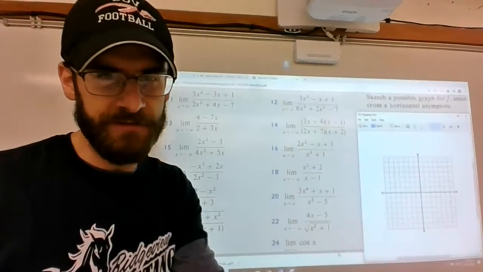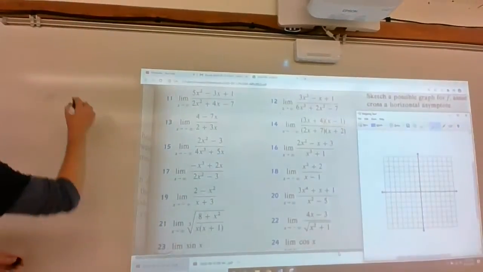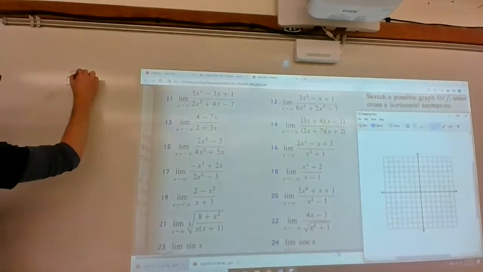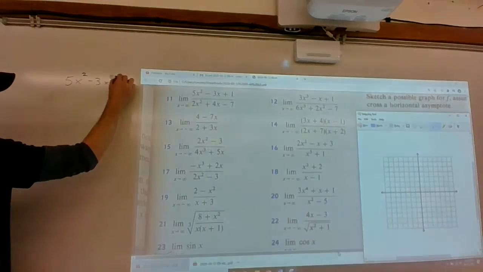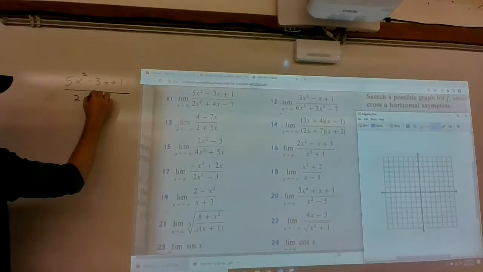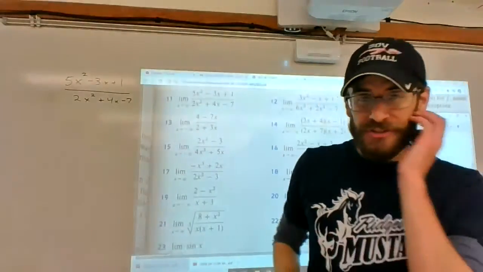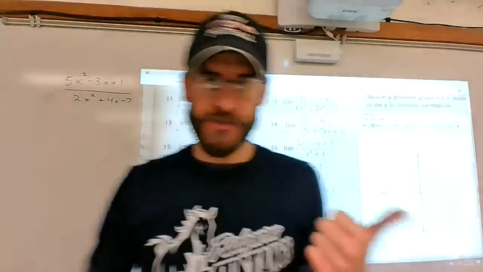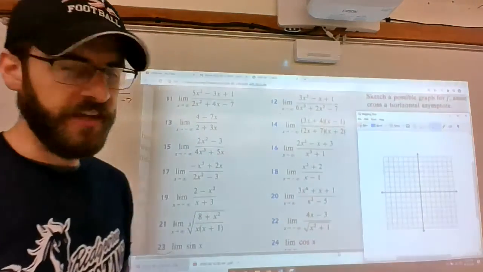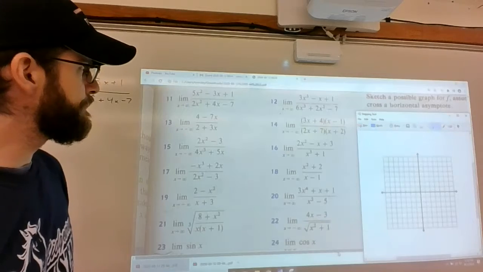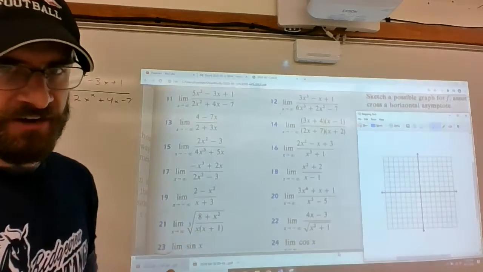Maybe I can write it off to the left a little larger. You've got 5x squared minus 3x plus 1 over 2x squared plus 4x minus 7. There's a couple different ways to talk about this. The first way is a graphing approach, but I want to show computational stuff first.